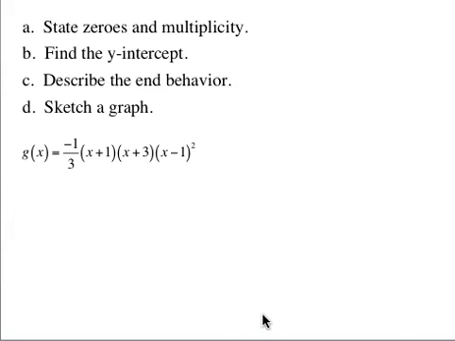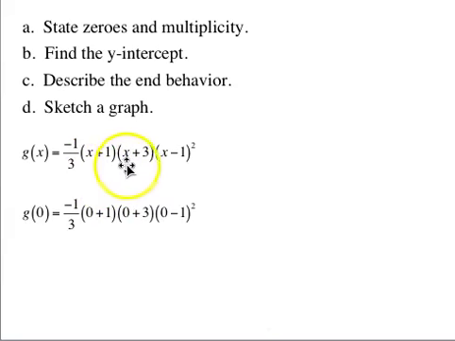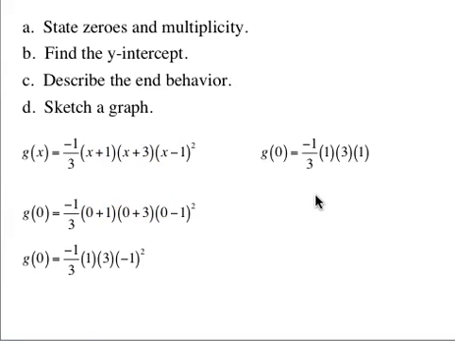Regarding the y-intercept, we're going to plug in an x value of 0 to see what g goes to. So what is g of 0? 0 plus 1, 0 plus 3, 0 minus 1 squared. 1, 3, negative 1 squared, which negative 1 squared, of course, is just 1. So 3 times negative 1/3, we get g of 0 is negative 1. So the y-intercept is x is 0, y is negative 1.